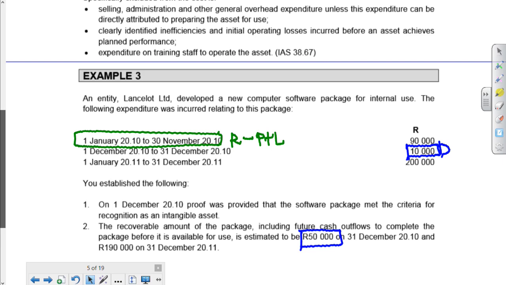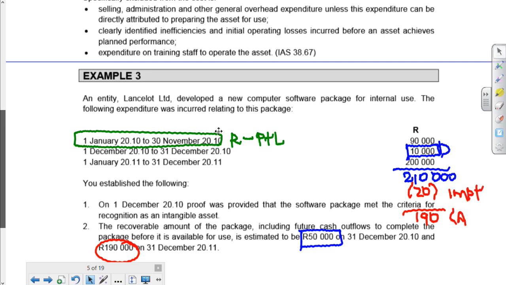And so as at that date, there's no impairment, and I carry it at 50. Then I carry on the development, and by the time I get to the next year end, my total development costs are now 210. I incurred another 200,000 Rand of costs in the next year. Total development costs 210. My intangible now would be 210. But they say to you that the recoverable amount for December 2011 is only 190. So therefore, I have to impair it by 20 to get it down to the 190 carrying amount. Yeah, and that's just an example.